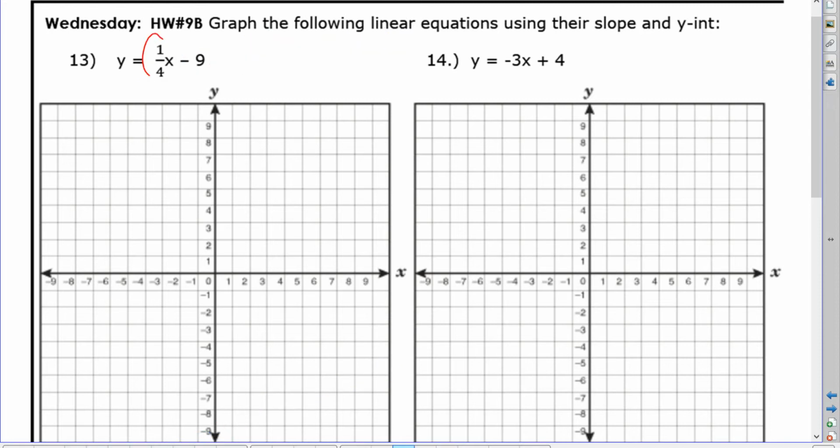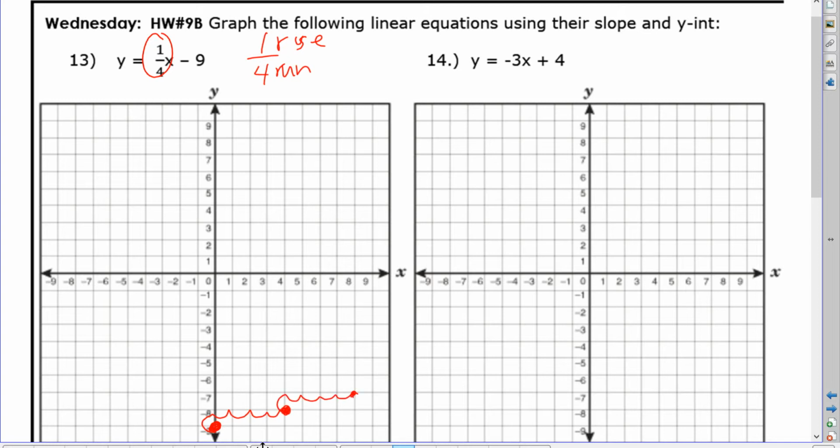I was counting wrong. So I have a rise of 1, but a run of 4. So I'm going to start back here at negative 9. I'm going to count properly this time. Rise 1, run 1, 2, 3, 4. That's where I put my point. Rise 1, run 1, 2, 3, 4.